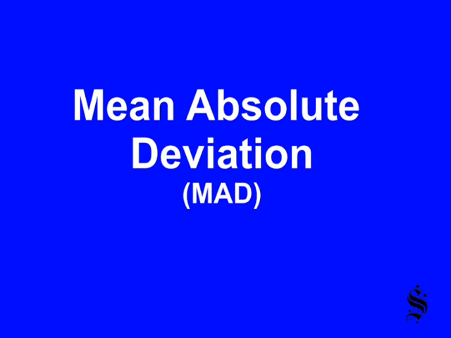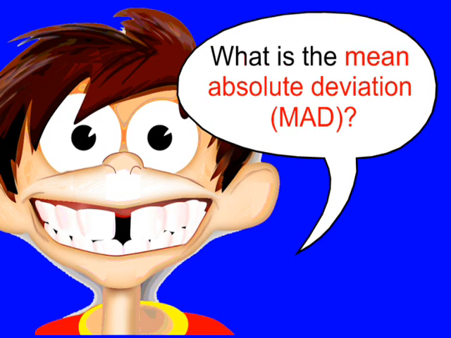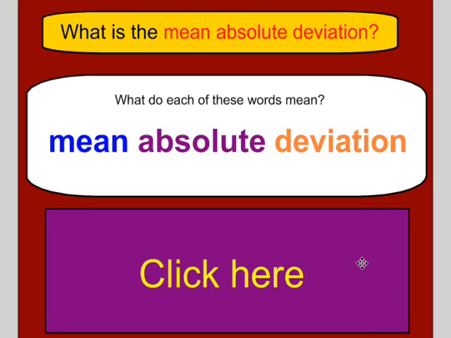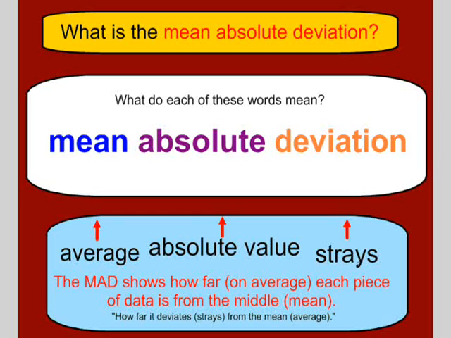Mean absolute deviation, or MAD. So what exactly is mean absolute deviation? Let's take a look at what each word means. Mean means average. Absolute represents absolute value. And deviation means to stray.